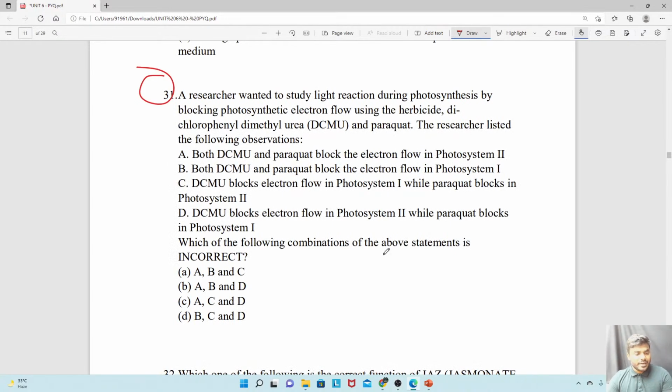Question number 31. It's also a very simple question. Friends, please look into the question carefully. What have they asked? Look at this. They have asked which is incorrect, not which is correct, friends. You have to give the answer which is incorrect.